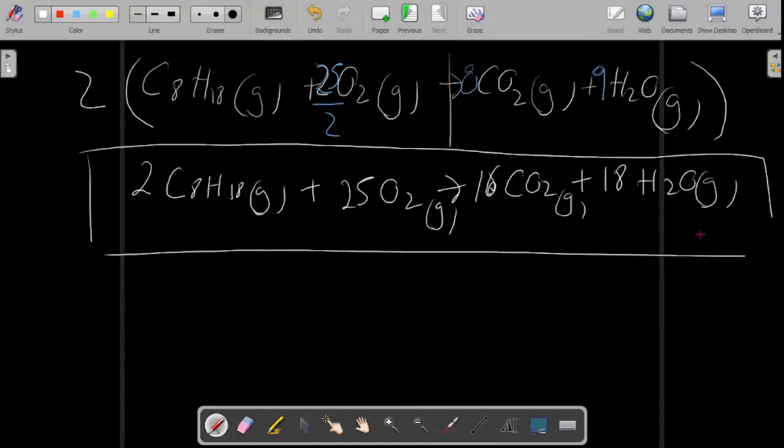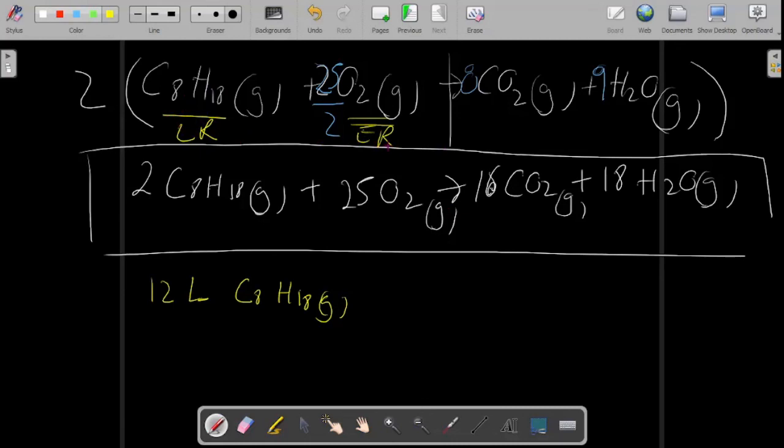What do they want from me? Let's read it again. It says, if a car completely combusts 12 liters of gaseous octane, so 12 liters. So I have 12 liters of this octane gas. It says in excess oxygen, so I'm not going to run out of this. This is excess reactant. That means this is going to be my limiting reactant. This is the one that will limit the reaction.